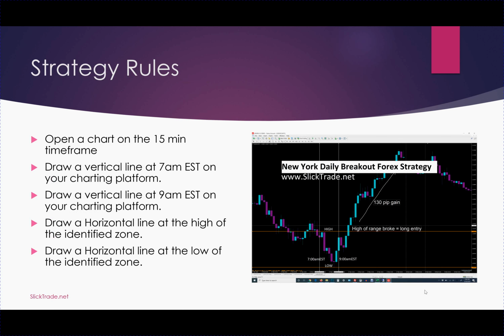The rules to this strategy are to open a chart on the 15-minute time frame. Draw a vertical line at the 7 a.m. Eastern Standard Time on your charting platform. Draw a vertical line at the 9 a.m. Eastern Standard on your charting platform. Draw a horizontal line at the high of the identified zone, and draw a horizontal line at the low of the identified zone. So you've now created a box right in here, okay?